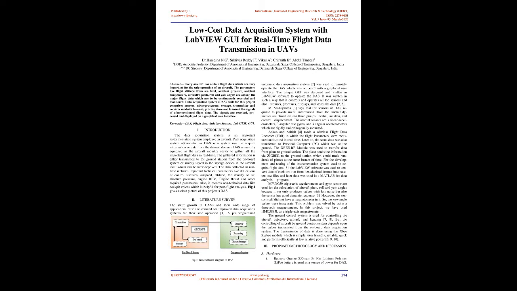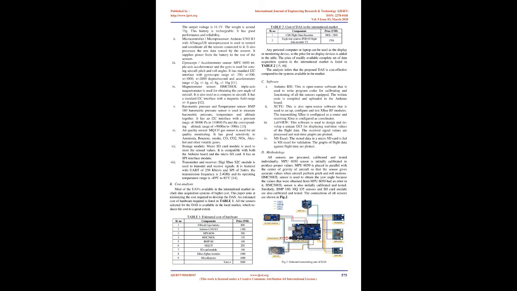Chiranth 3 says that the sensors of DAS required to provide useful information about the aircraft dynamics are classified into 3 groups: inertial, air data, and control displacement. The inertial sensors are 3 linear accelerometers, 3 angular rate gyros, and 3 angular accelerometers, which are rigidly and orthogonally mounted.